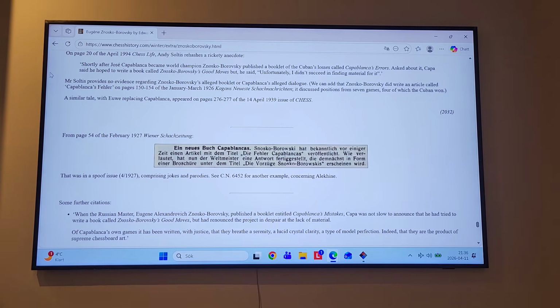Yeah, and this is a very famous story. Shortly after Capablanca became world champion, Znosko-Borovsky published a booklet of the Cuban's losses called Capablanca's Errors. Asked about it, Capa said he hoped to write a book called Znosko-Borovsky's Good Moves. But he said, unfortunately, I did not succeed in finding material for it. This is probably the most famous anecdote connected with Znosko-Borovsky and his meeting with Capablanca.